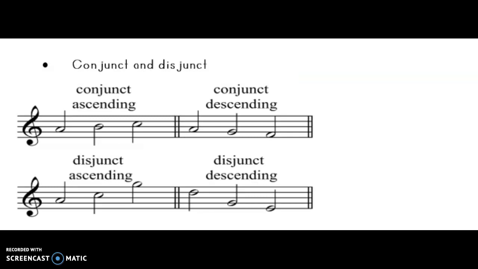Now the steps, or the leaps, can be conjunct and disjunct. So conjunct is what I will find easy to sing. And that goes up. Another one that goes down. And this disjunct is quite difficult to sing. Leap. And now the descending one.